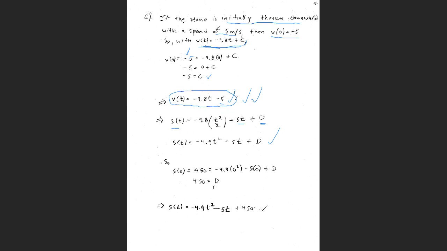Well, again, the initial condition is that on distance, initially the stone is 450 meters above the ground, because you're dropping it from 450 meters above the ground on the tower. And so if you then substitute in 0 for t, as you see it here, you solve for d, and d is 450, and you'll get your new position function, which obviously is a little different.